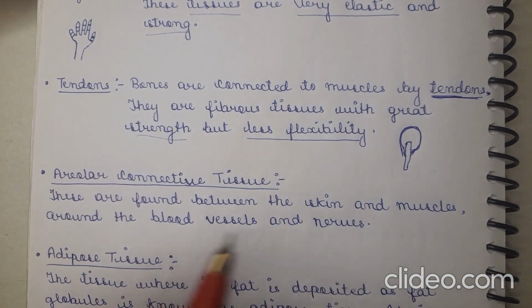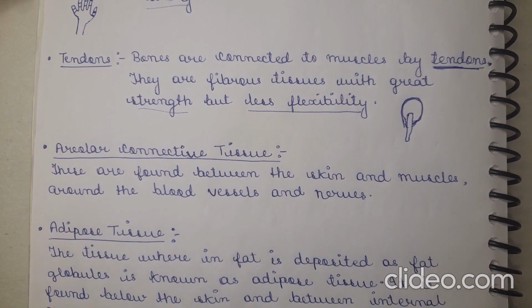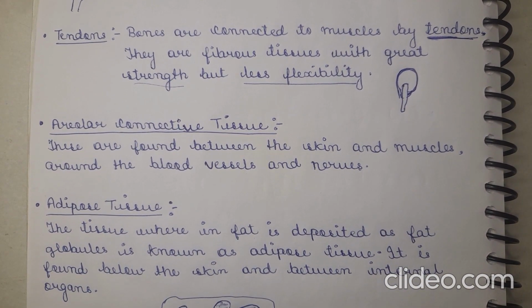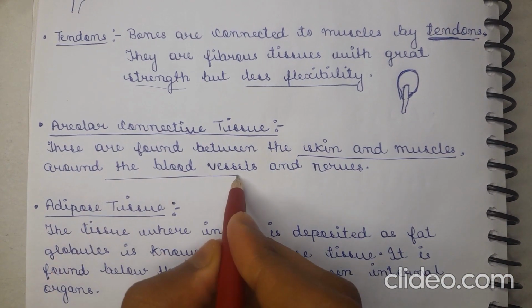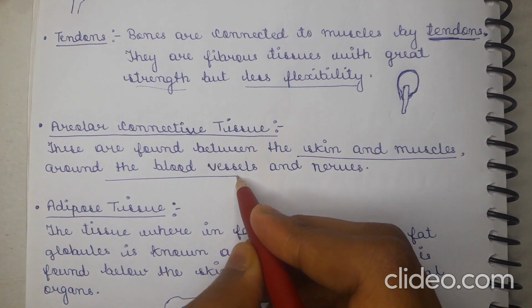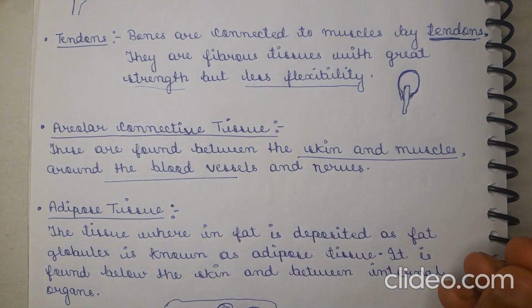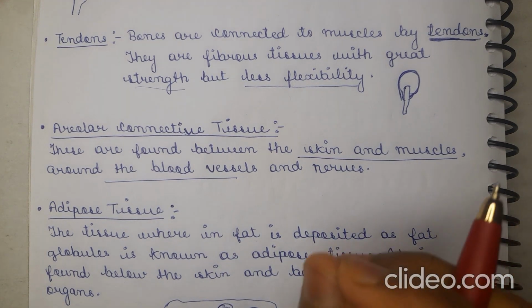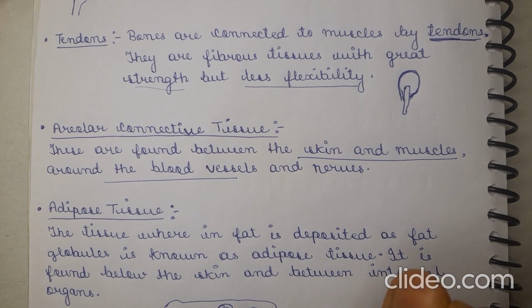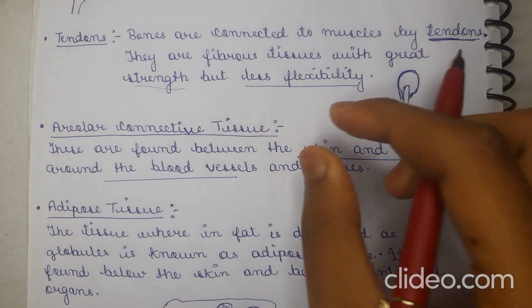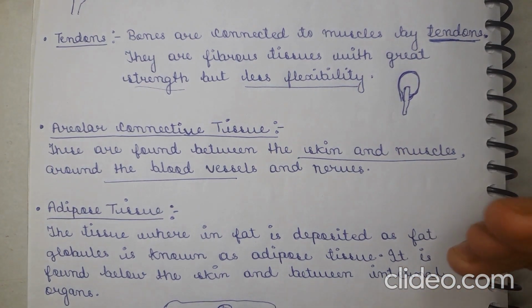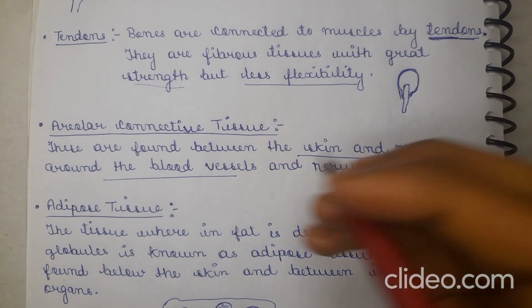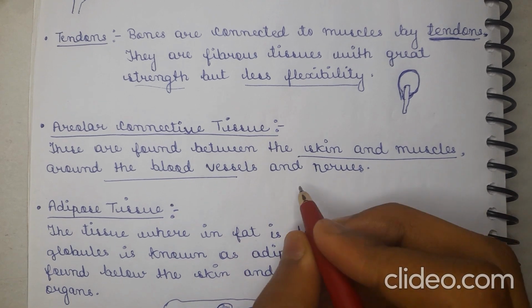Now the other connective tissue is areolar connective tissue. Areolar connective tissues are basically found between the skin and the muscles, around the blood vessels, nerves, and sometimes in the bone marrow also. The function of these areolar connective tissues is to fill the space inside the organs or support the internal organs.